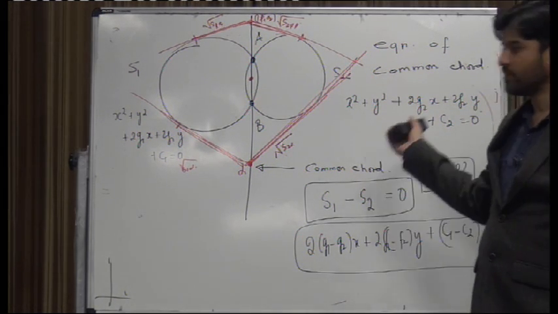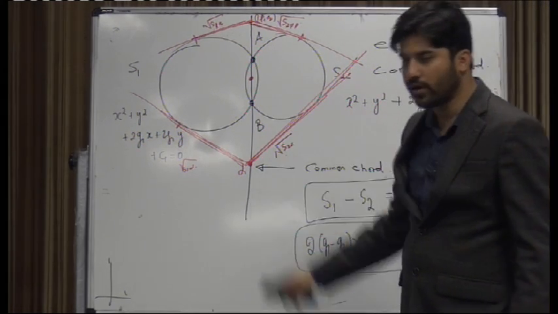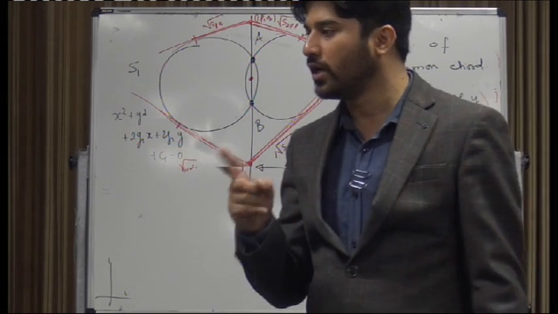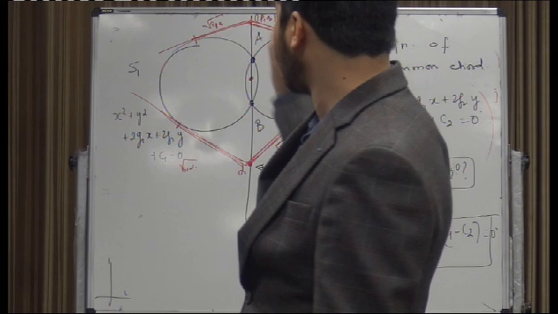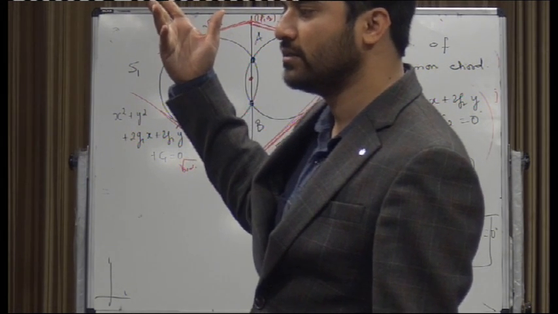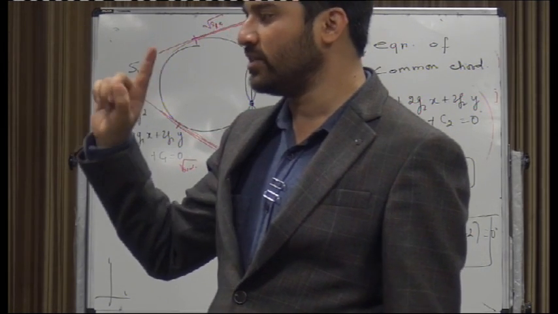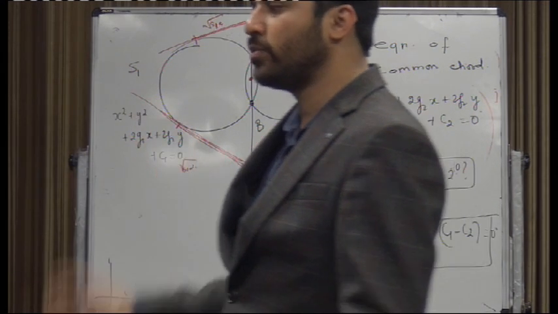Are you able to understand it? Okay, so you are able to understand that the equation of the chord would be S1 minus S2 is equal to 0, and that if you draw tangents from any point on the common chord lying outside the circle, they will always form equal tangents for both the circles. If you are making two tangents, they would be equal in length.